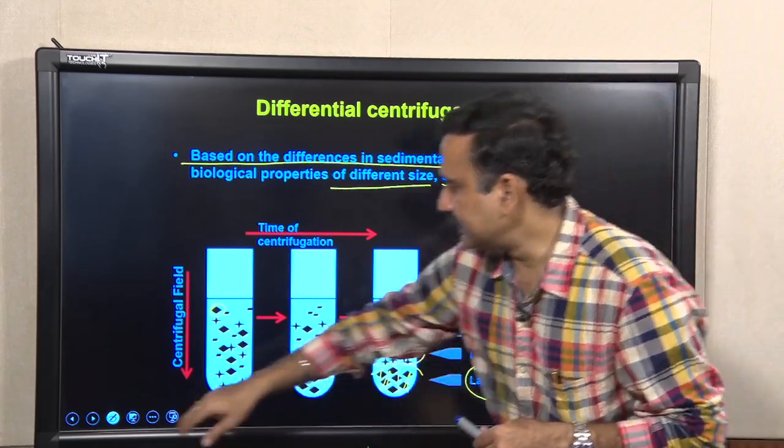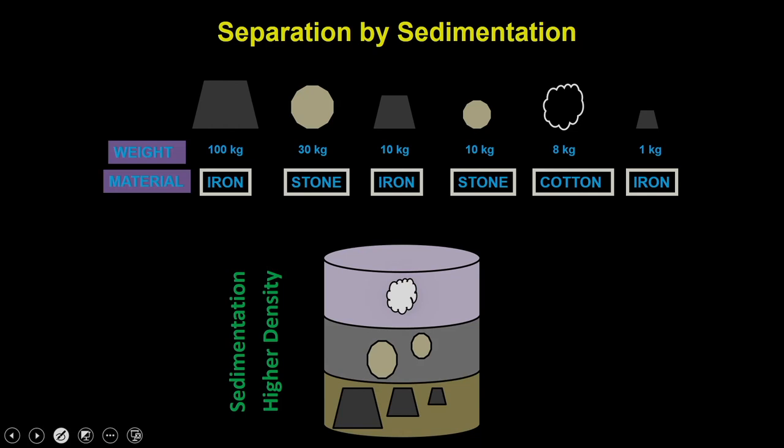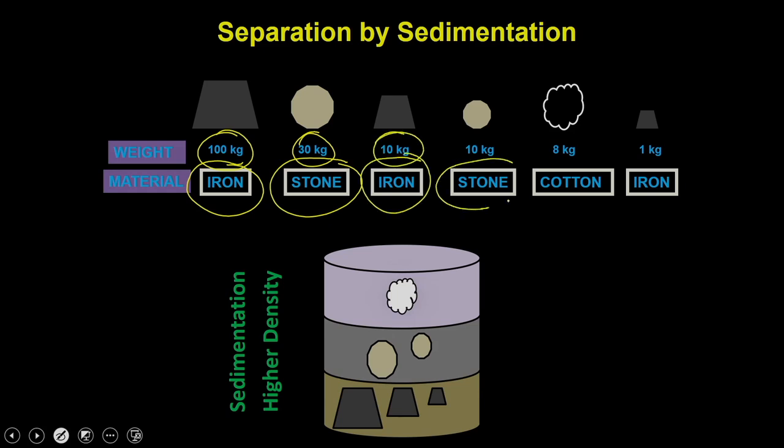You can understand this with a simple example. Suppose we have different types of objects. For example, you have an iron block which is 100 kg, a stone which is 30 kg, another iron block which is 10 kg, a stone which is 10 kg, then a cotton which is 8 kg, and another block of iron which is 1 kg.